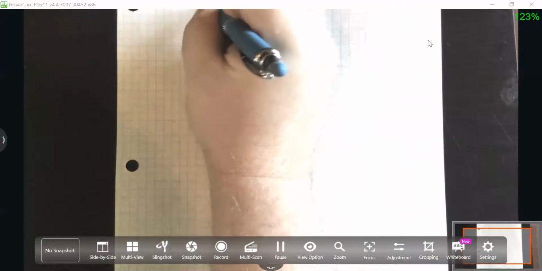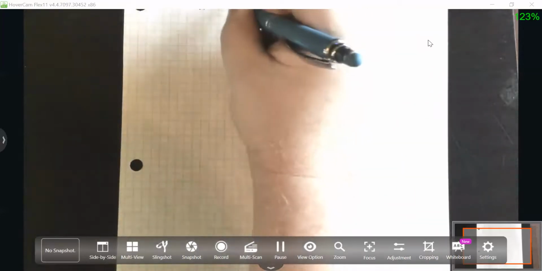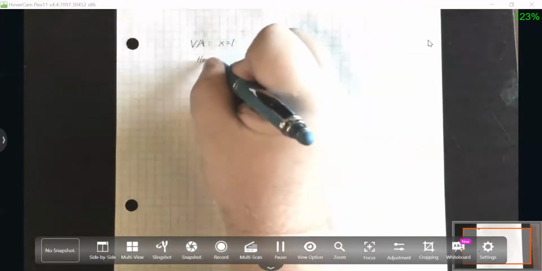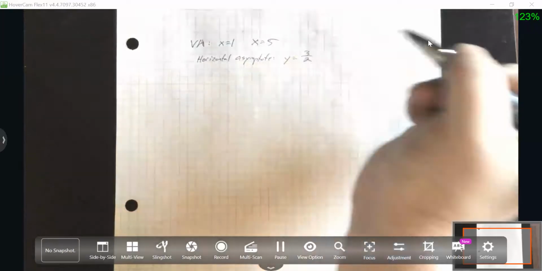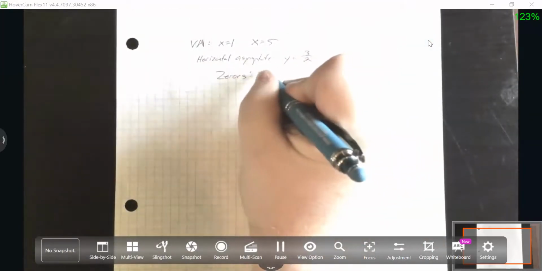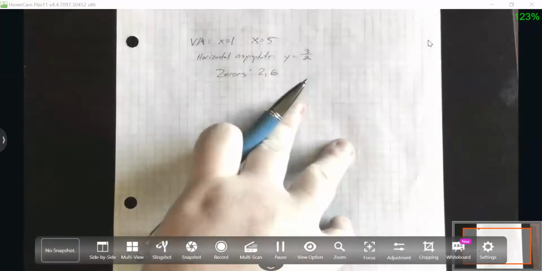So let's kind of go backwards. What if we needed to come up with a function where we know that it has certain characteristics? So if we had a vertical asymptote at x equals 1 and another vertical asymptote at x equals 5, what if we have a horizontal asymptote of y equals 3/2? And maybe we know that the graph has some zeros. We know the graph has zeros at 2 and 6.